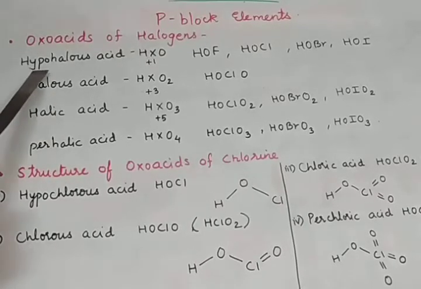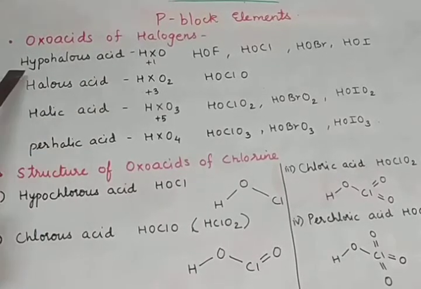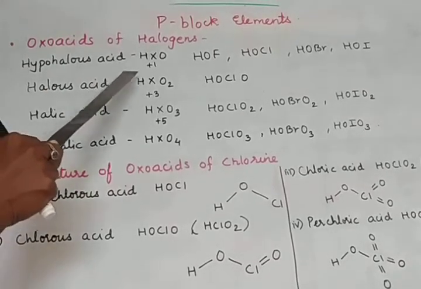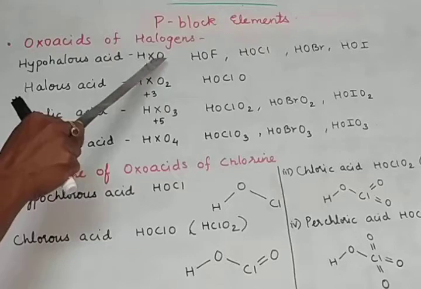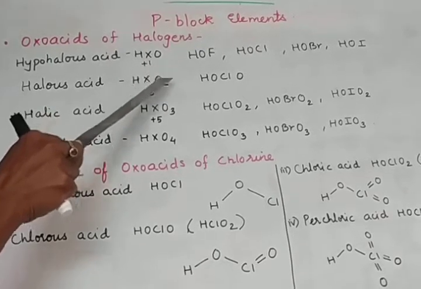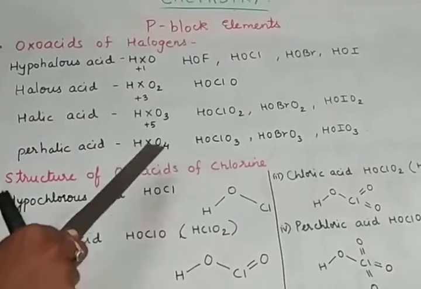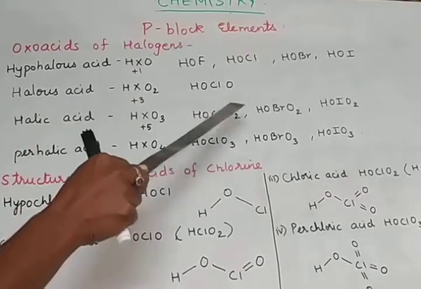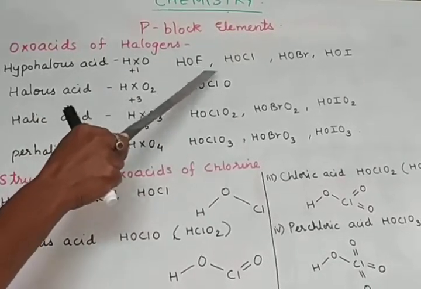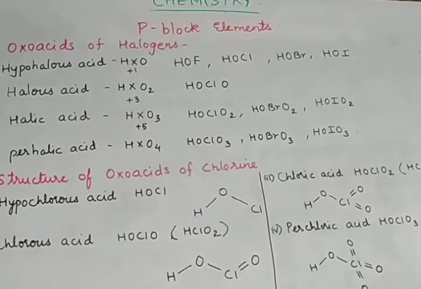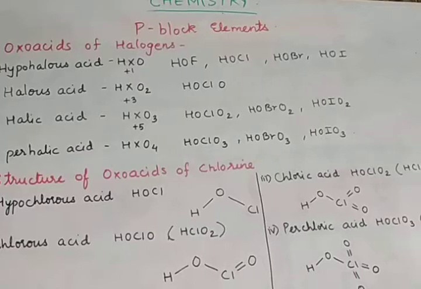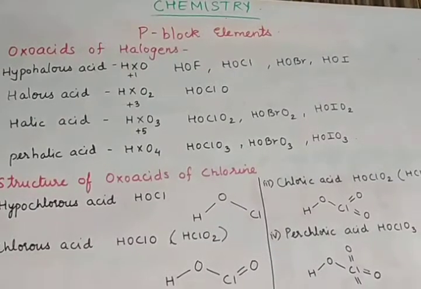First is hypohalous acid. This is the general name that is given. The formula becomes HXO, or for our convenience we can write it as HOX. So what examples can you get? HOF, HOCl, HOBr and HOI. These are different types of hypohalous acid.